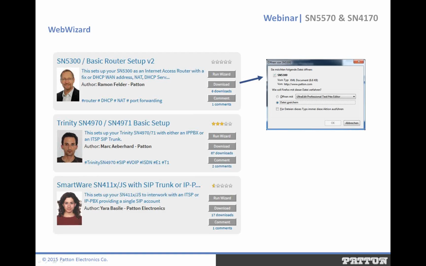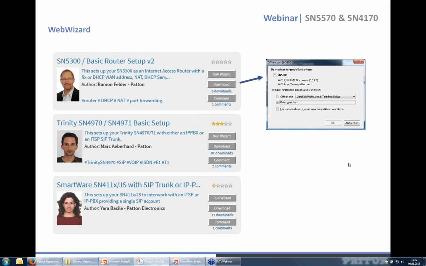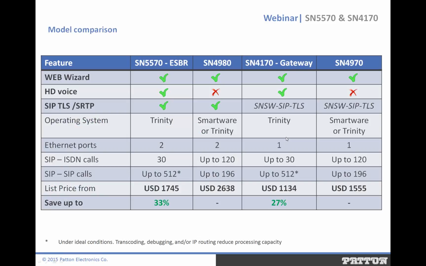Okay, thanks for that, Ramon. And thank you all for providing the answers to that poll. Good. Then. Oh, wait a minute. I just found another feature here. So here you can see how the answers came in. Okay, very good. So right. We see HD voice, as you said, TLS, and web wizard as the most interesting features for the audience. Very good. Then let's move on.